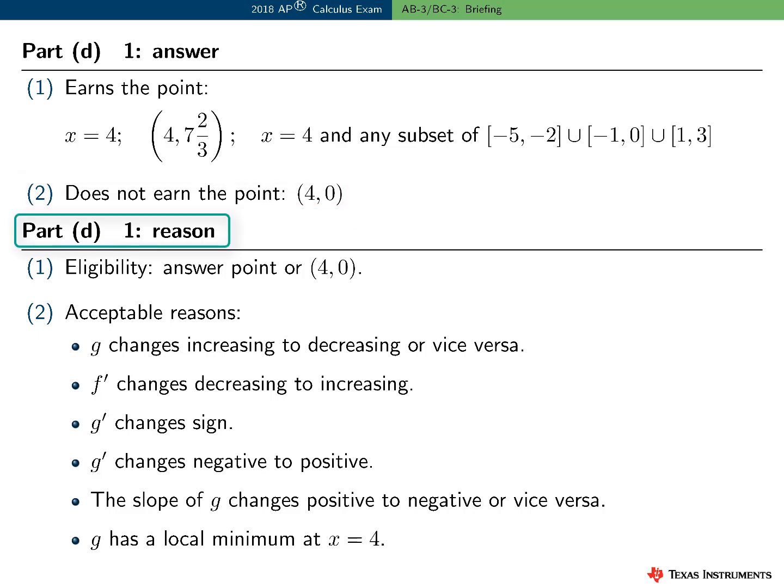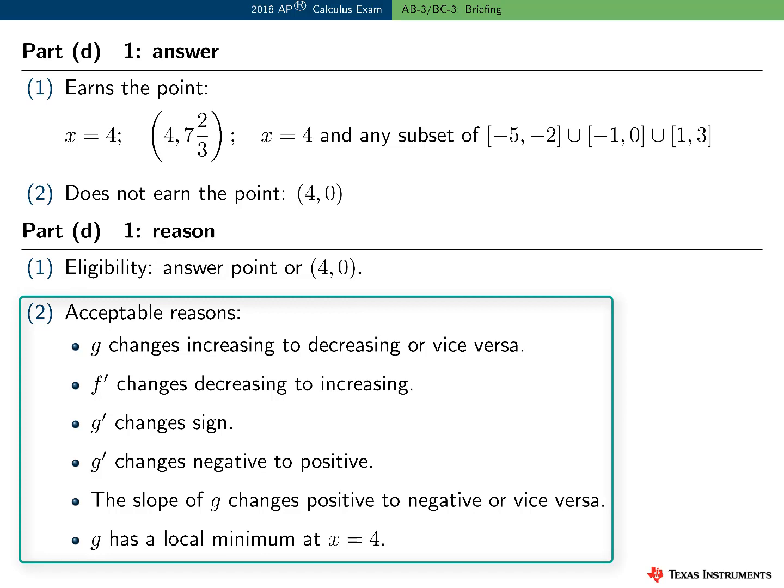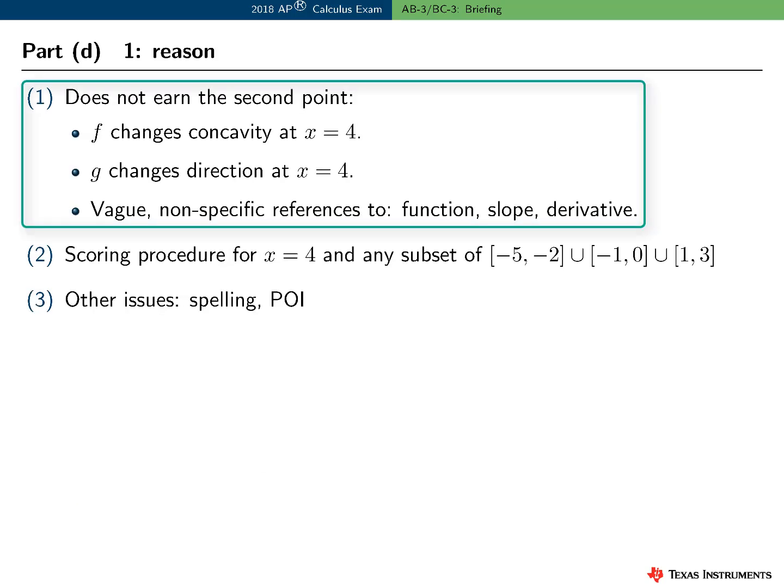The second point in part D was for the reason. And the eligibility here was the correct answer. That is, the student earned the answer point, or they had the coordinate 4, 0. And here is a list of acceptable reasons. Here are some responses that did not earn the reason point.